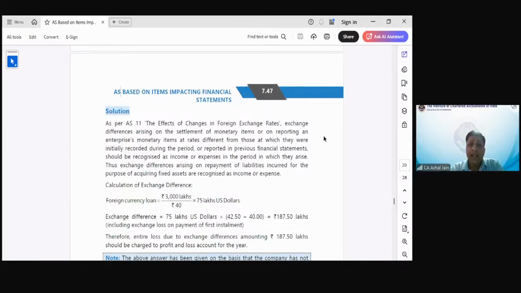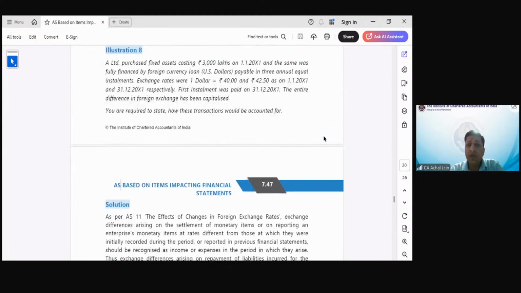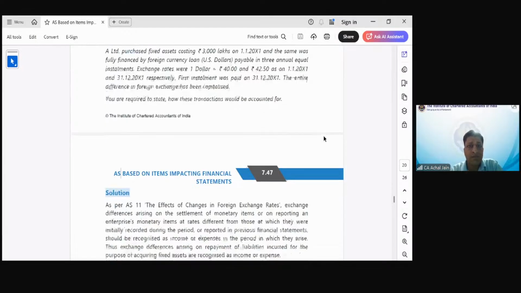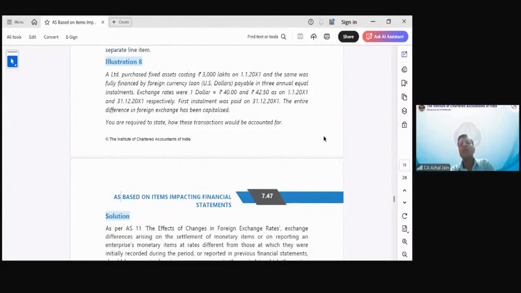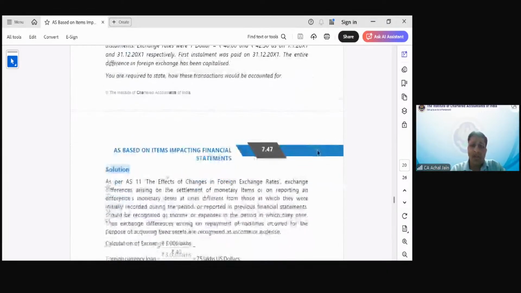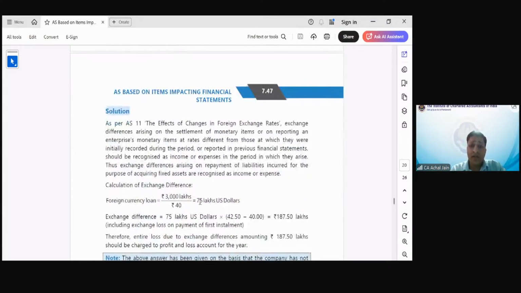Okay. Now let's calculate the exchange difference. So we have a foreign currency loan which is taken at 3000 lakhs on 1st of January. On 1st of January, what is the amount at which you will record it? Correct. You will record it at 40. So if you record it at 40, you'll get 75 lakh USD.